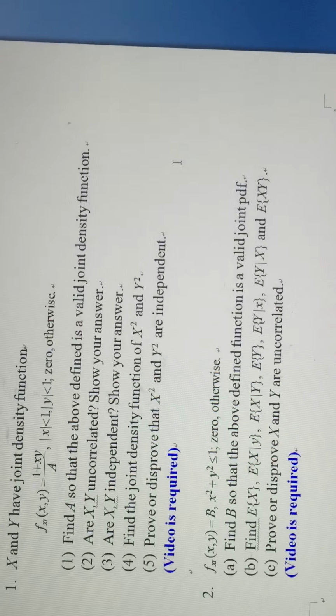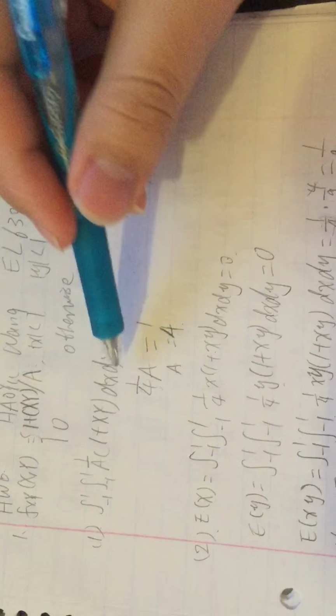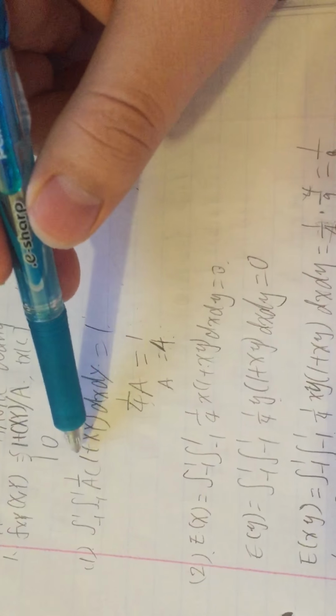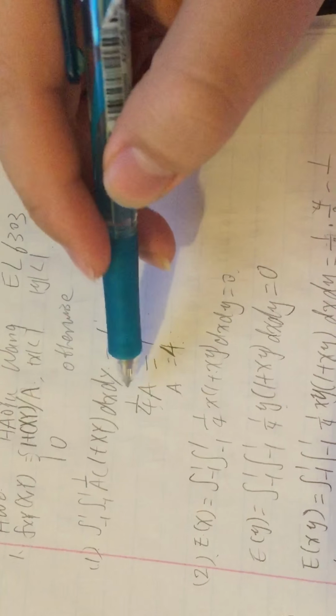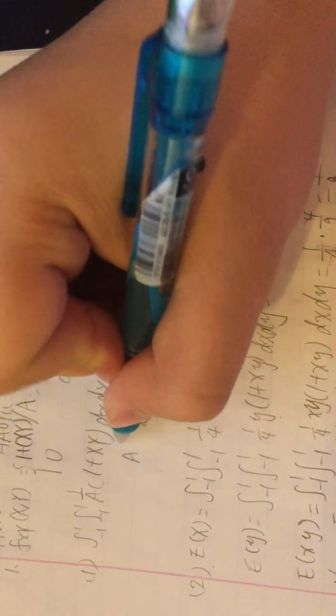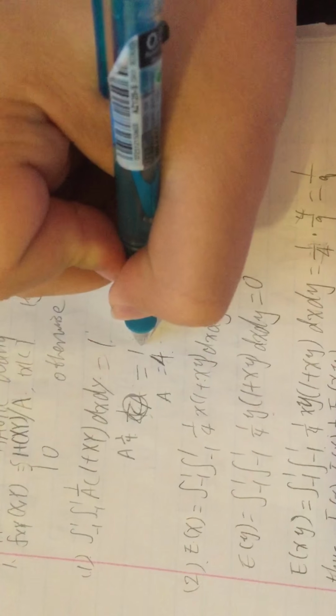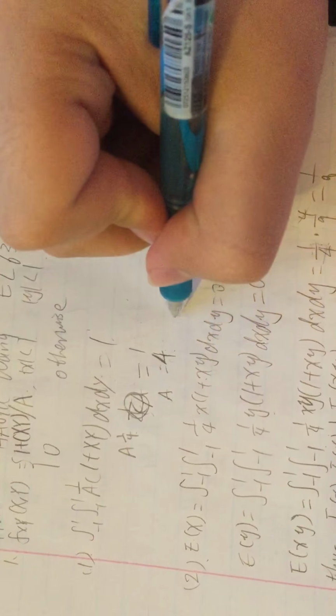So first of all, we do the double integral for dx and dy. The equation is 1 over a times the integral of 1 plus xy dx dy equal to 1. After we do the double integral, we get 1 over 4 times a. It's like a times 1 over 4 equal to 1, and we see a equal to 4.